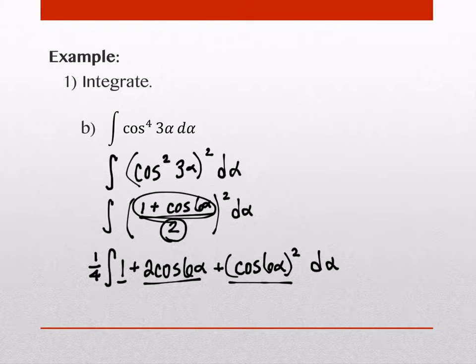Yes. Okay, this is 3 separate integrals now. Agreed? The first 2 pieces are simple to do. So if I were to distribute the 1/4 back through, if you don't like the 1/4 in front, you have the integral of 1/4 d alpha plus the integral of 1/2 cosine of 6 alpha d alpha. Those 2 pieces, I don't need any other fancy techniques to do them. But I still have an even power of cosine at the end.